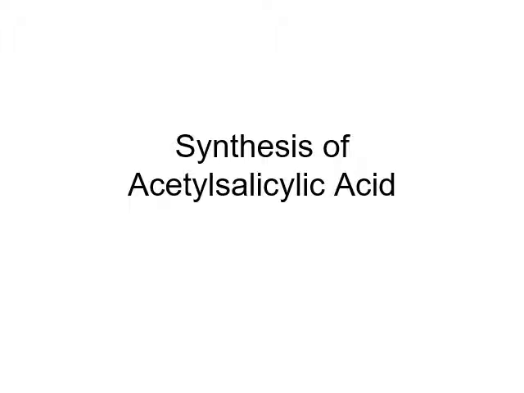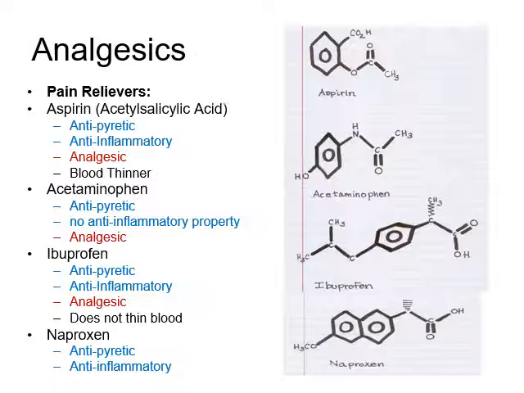Today I will talk about the synthesis of acetyl salicylic acid, or aspirin. So aspirin is part of a family of drugs called analgesics, and they have similar properties. Some of them are antipyretic, which means that they reduce fever. They are anti-inflammatory, they're analgesics, and aspirin is actually a blood thinner as well, so it reduces the chance of having a stroke after a heart attack, for example. So they reduce the likelihood of stroke events or thrombosis events.